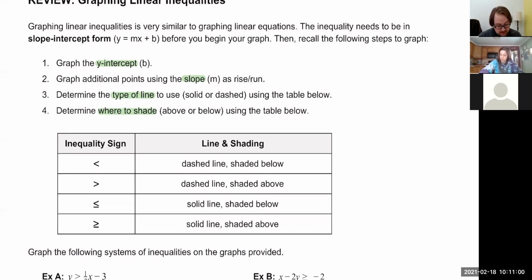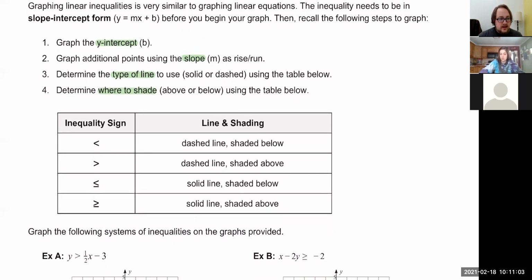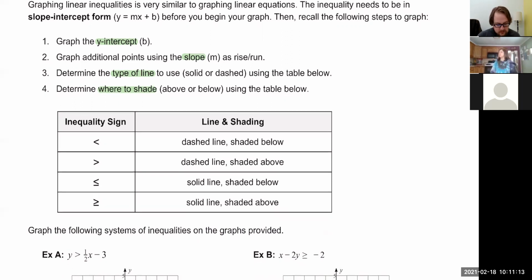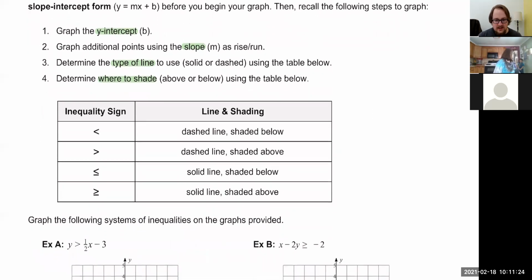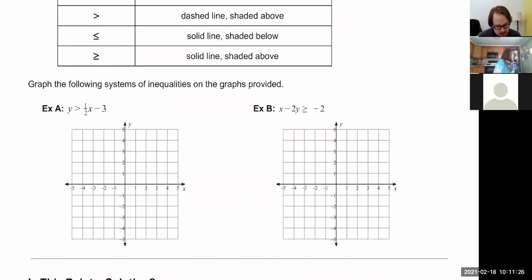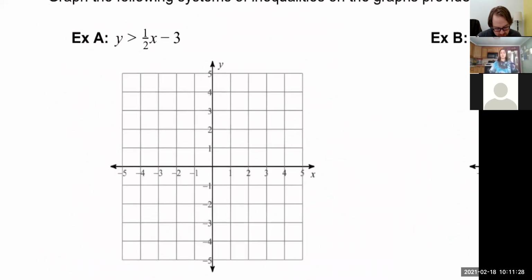And of course, that table there is something that you would be provided as well on, say, like a test. I'm more interested in whether or not you can use it, less so whether or not you can memorize it. So if I need to bring that back later, just let me know. But just note that this is something we covered in an earlier lesson in the last unit. So we'll just jump right into it.